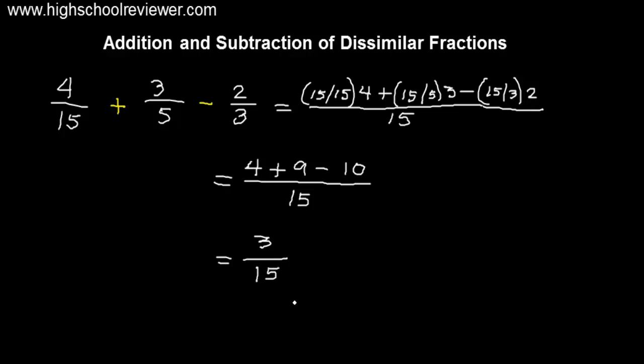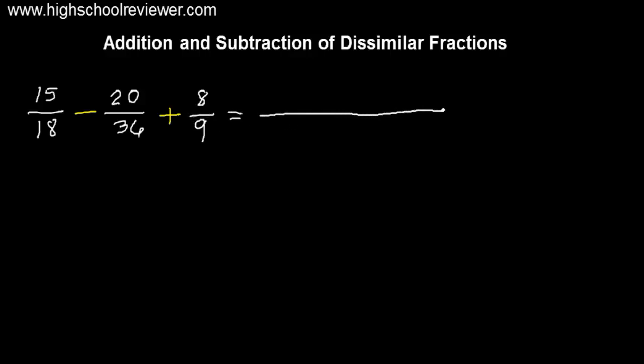But this is not yet our final answer, because as we can see, 3 and 15 can still be simplified. 3 is common between the numerator and the denominator, so we will divide the numerator and the denominator by 3. 3 divided by 3, that is 1. 15 divided by 3 is 5. 1 over 5, this cannot be simplified anymore. Therefore, 4 over 15 plus 3 over 5 minus 2 over 3 equals 1 over 5. And this is our final answer.